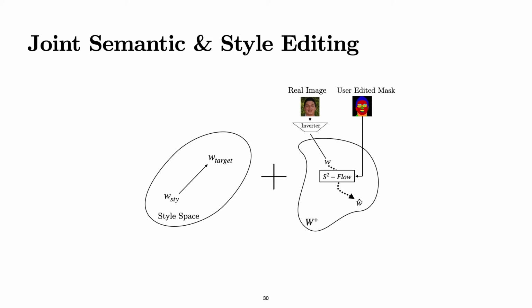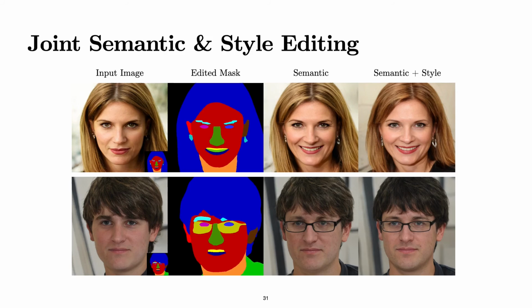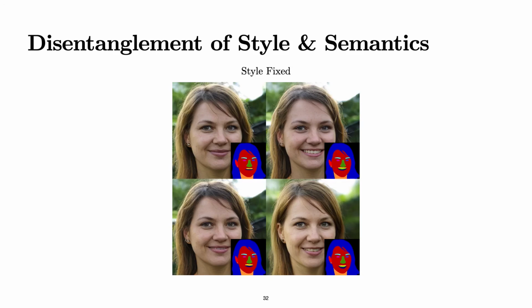We now show results for joint semantic and style editing. To do this, we first interpolate in the style space of our model for style editing and use an edited mask during the backward flow for semantic editing. We show results for both semantic editing alone and joint semantic and style editing. Row 1 shows results for adding a smile and changing hair color, while row 2 shows results for adding glasses and changing hair color. As seen, our model preserves their identity while making realistic looking edits.